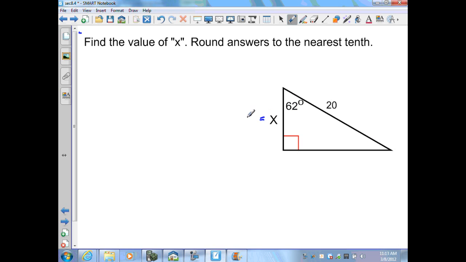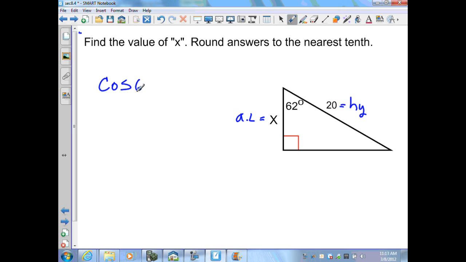Here I know that x is a leg, and in this case it is the adjacent leg. 20 is opposite my right angle, so this is my hypotenuse. Now I need to select the angle, which is 62 degrees, and choose the appropriate trig ratio by the sides given in my diagram. Here the sides are the adjacent leg and the hypotenuse. That is associated with my cosine ratio.